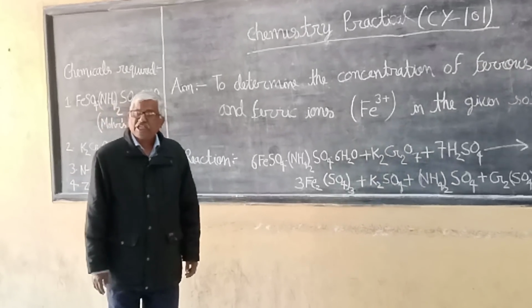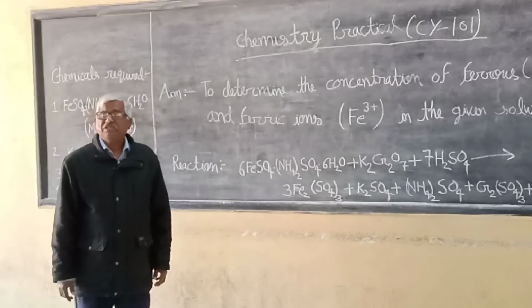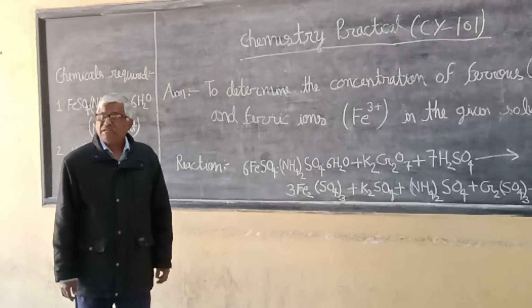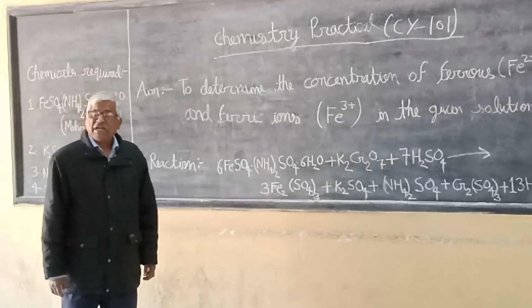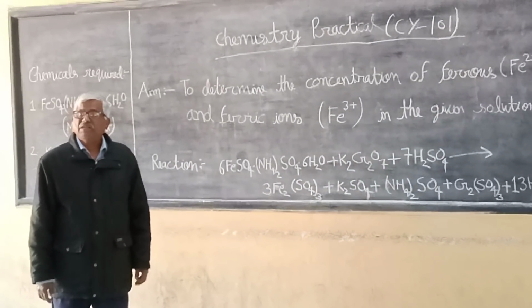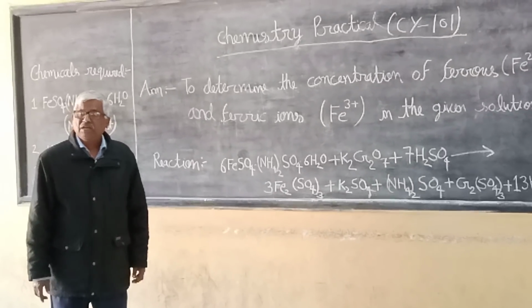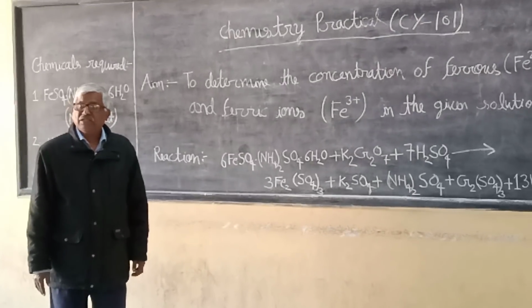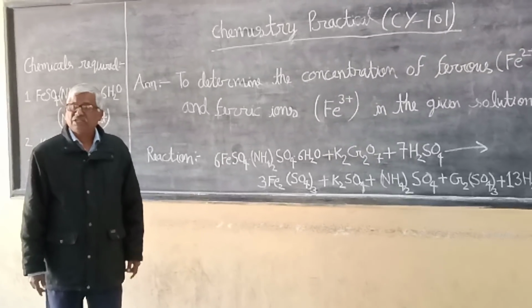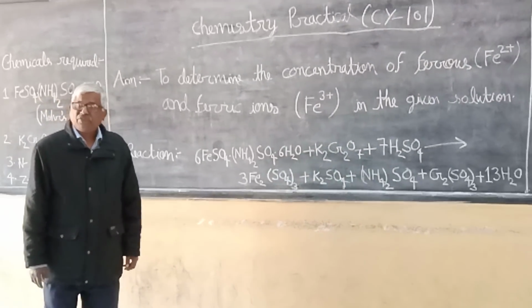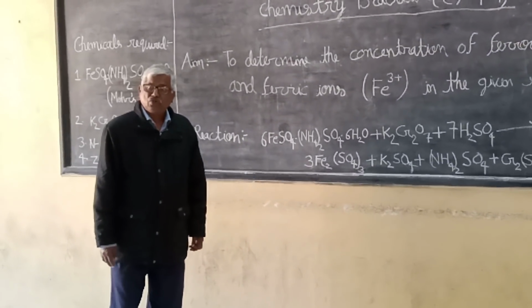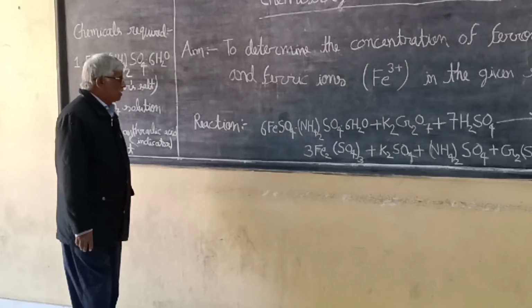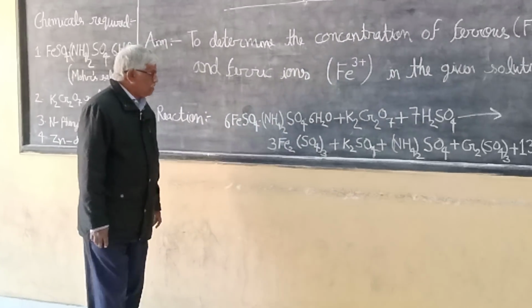In this experiment the ferrous ion is very easily determined by titration. The ferric ion you have to convert into ferrous, then only you can determine the ferric ion concentration. The ferrous ions you can determine by titration. If you see the reaction here, suppose ferrous ammonium salt is there.